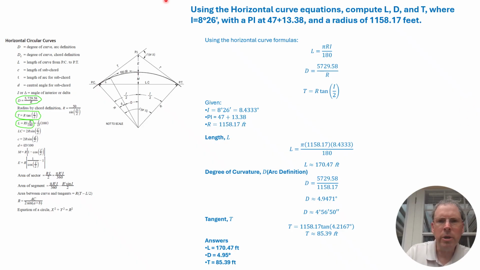Okay, doing another horizontal curve equation example. Compute the L, the D, the T, where the I is given, and the PI is given, and you're also given the radius. So for the L, quickly you kind of look at these and figure out what you need. So you need to compute the L. There's a formula for the L. Go ahead and put it here.